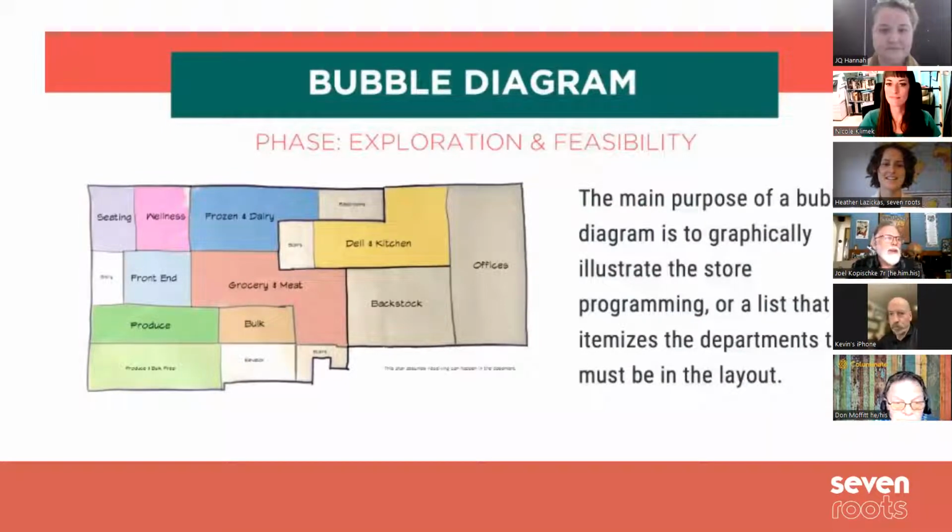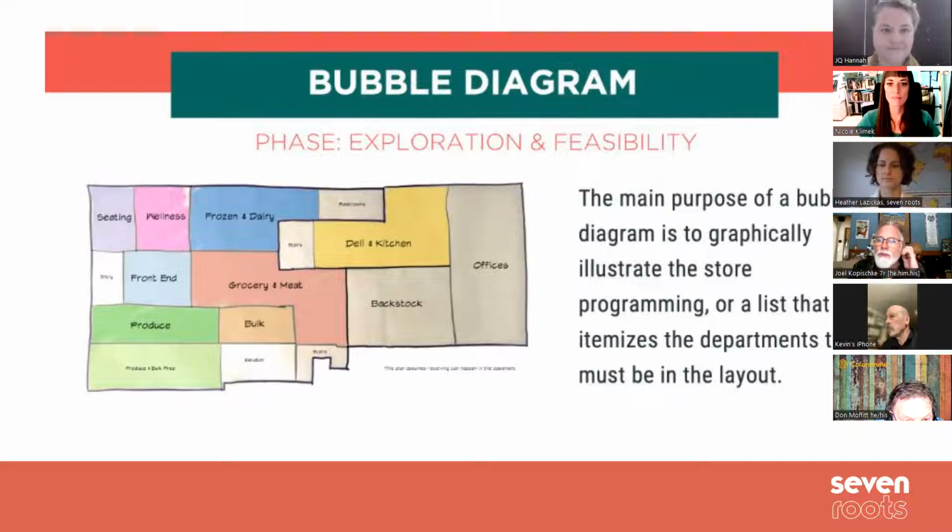Great. So the bubble diagram. As it says here, this is when we're in exploration and feasibility. The main purpose is to illustrate the store programming, itemize the departments that must be in the layout. It's pre-design, it's conceptual. We look at overall space allocation. As you can tell by looking at this, it's not highly refined. We're not drilling down to the exact details. We're getting a good 10,000 foot view, figuring out the pieces. It will inform the schematic design.